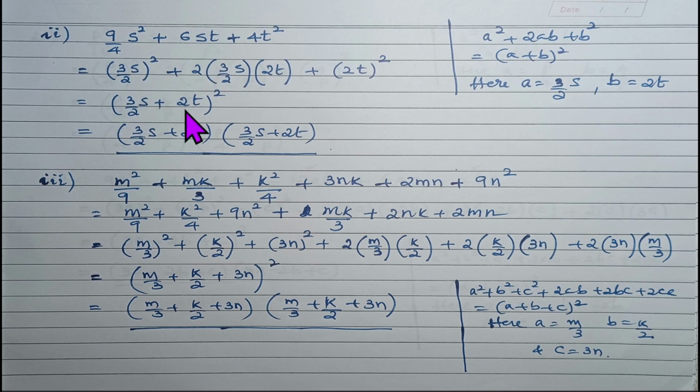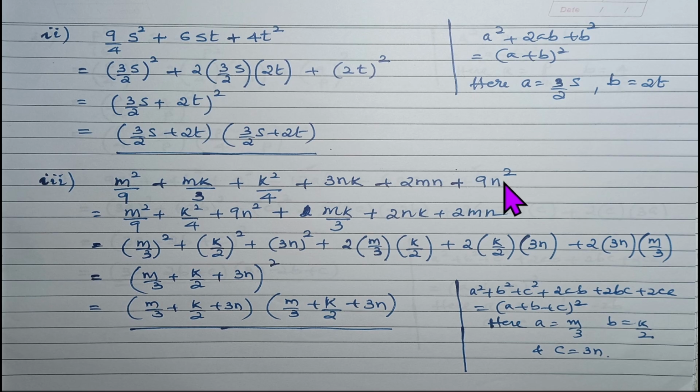A is 3 by 2s and b is 2t, plus 3 by s plus 2t whole to square. Therefore the factors are 3 by 2s plus 2t, 3 by 2s plus 2t of the given polynomial. Now here we are given a lengthy polynomial, that is m square by 9 plus mk by 3 plus k square by 4 plus 3nk plus 2mn plus 9n square.